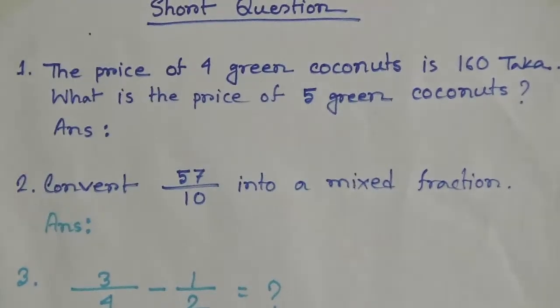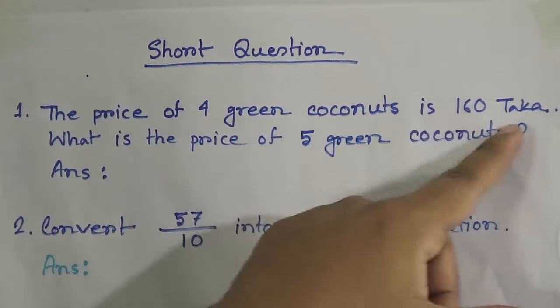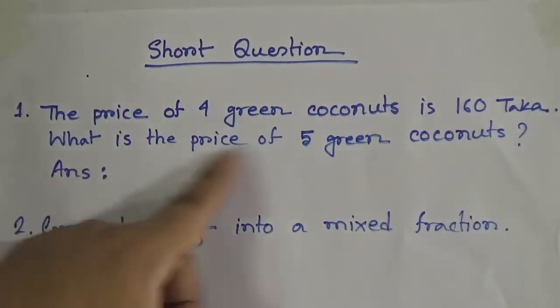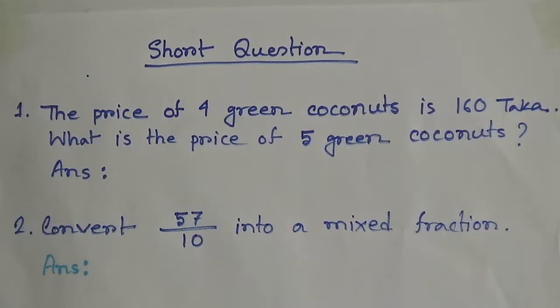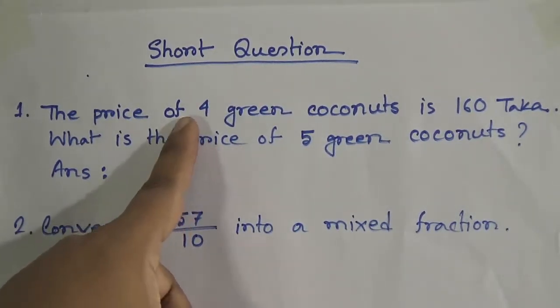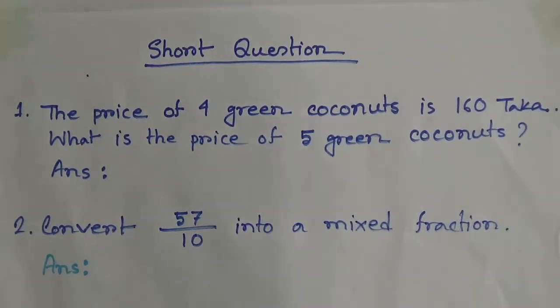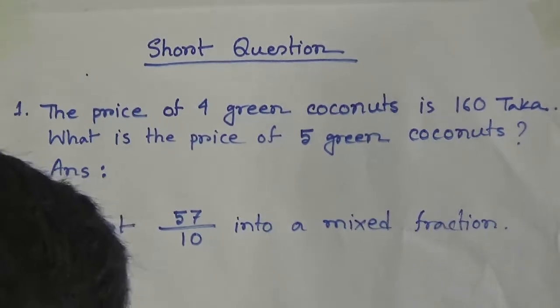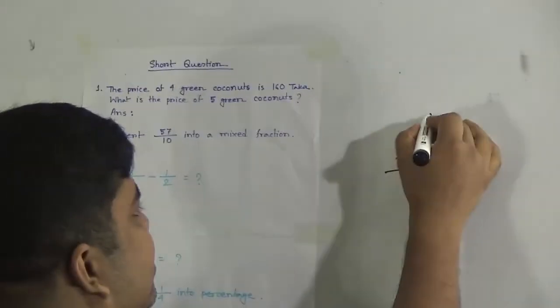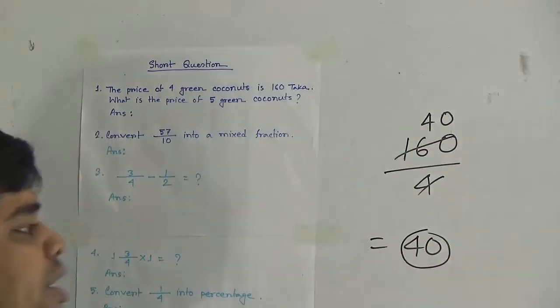Okay, so first of all, question number 1. The price of 4 green coconuts is 160 taka. What is the price of 5 green coconuts? My dear students, we use the unitary method here. Notice the price of 4 green coconuts is 160 taka. From this information we find the price of 1 green coconut. So we divide 160 by 4. 4 4s are 16 and this 0 is here. So 40. 40 is the price of 1 green coconut.